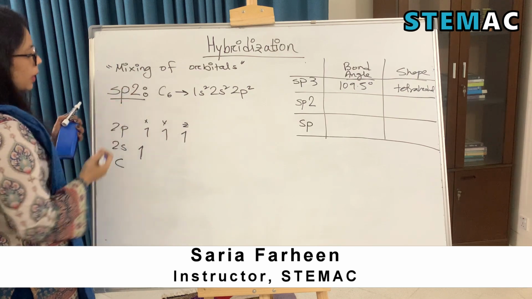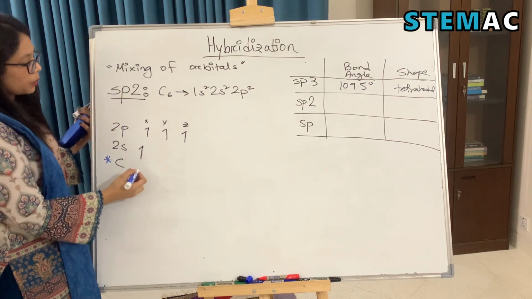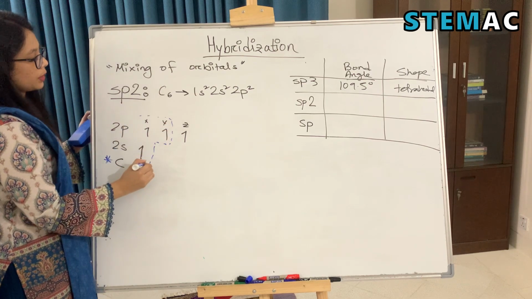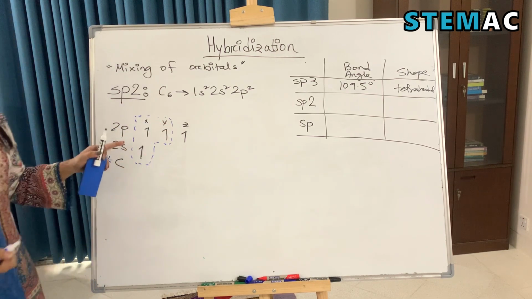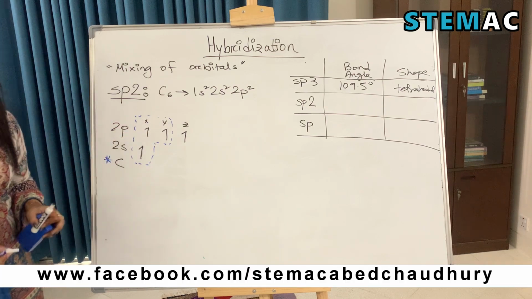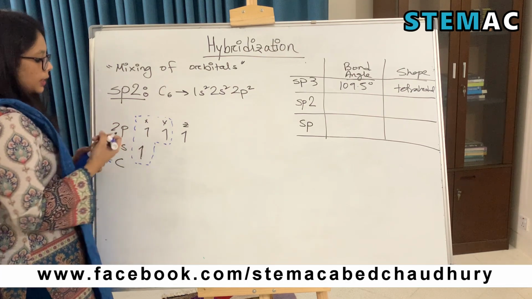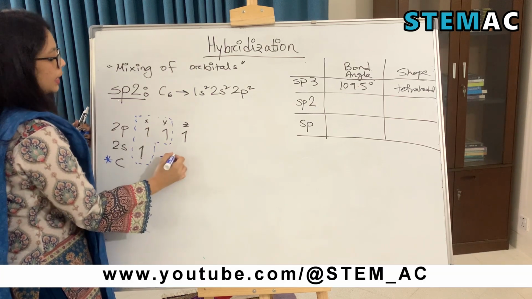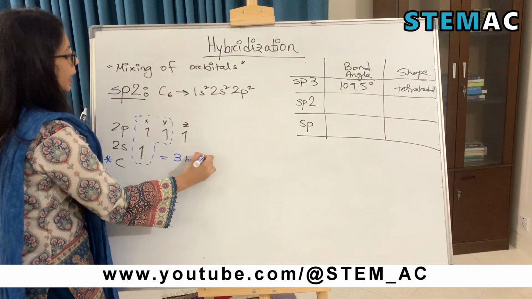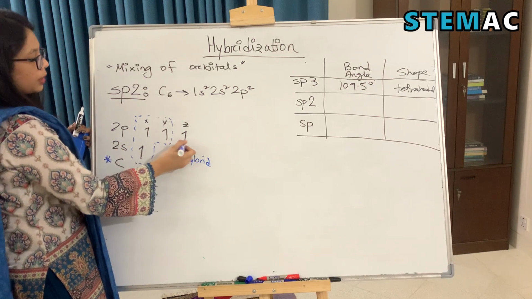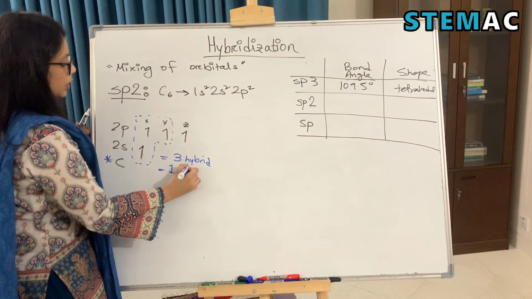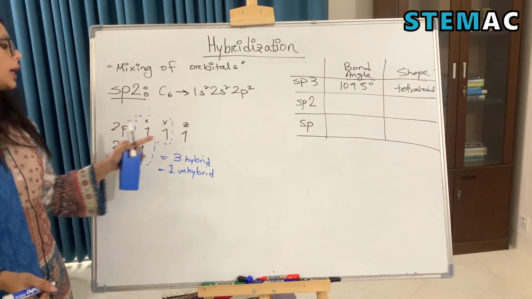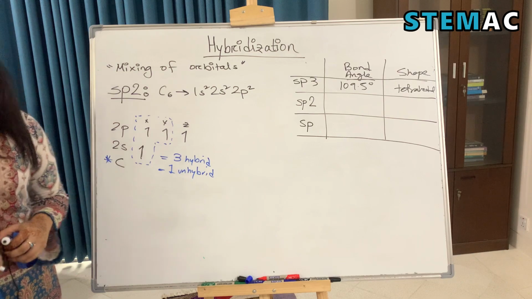Well, in sp2 hybridization, from the name it's obvious that one s orbital and 2 p orbitals will be taking part to form the hybridization. So this is what is taking part in the hybridization. If we consider this, then we can see how many hybrid orbitals are forming here. 1, 2, 3. 3 hybrid orbitals are here, and how many unhybrid orbitals? 1 unhybrid orbital. So sp2 hybridization has 3 hybrid orbitals and 1 unhybrid orbital.